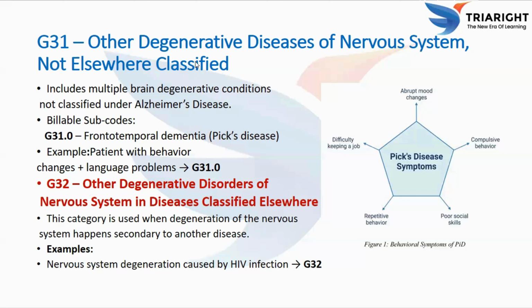So there is a difference between diseases and disorders. This G32 is used when the degenerative change in the nervous system is caused by another disease. So it is not a standalone condition. It is secondary to a primary disease. For example, when nervous system degeneration is caused by an HIV infection, you have to assign the G32 code, right? So what is the meaning over here? HIV infection is the main cause, but nervous system degeneration is the result. So HIV is the primary diagnosis and the nervous system degeneration is the underlying condition. So you have to assign the code G32 over here.